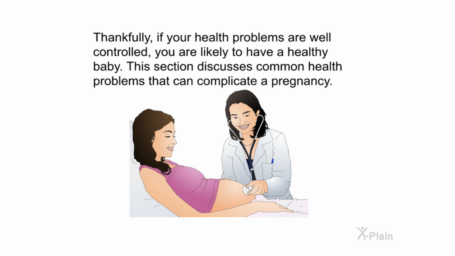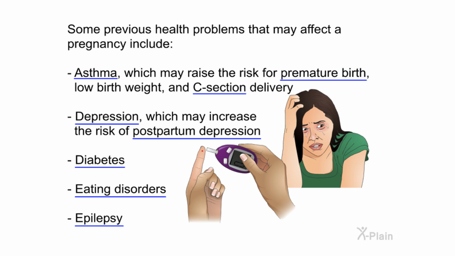This section discusses common health problems that can complicate a pregnancy. Some previous health problems that may affect a pregnancy include asthma, which may raise the risk for premature birth, low birth weight, and C-section delivery. Depression, which may increase the risk of postpartum depression. Diabetes, eating disorders, epilepsy.